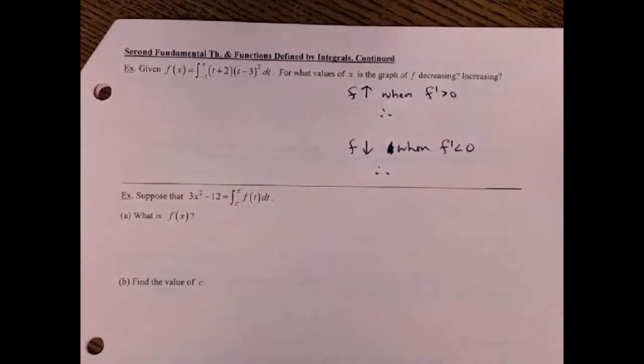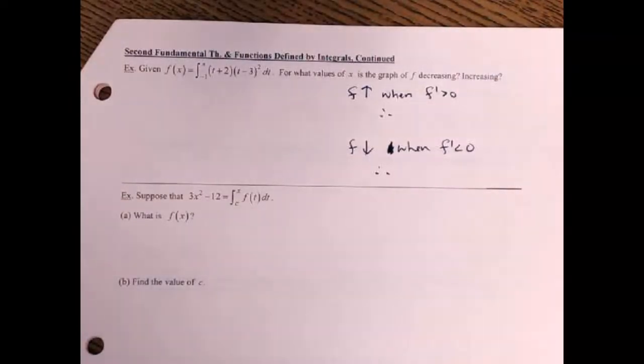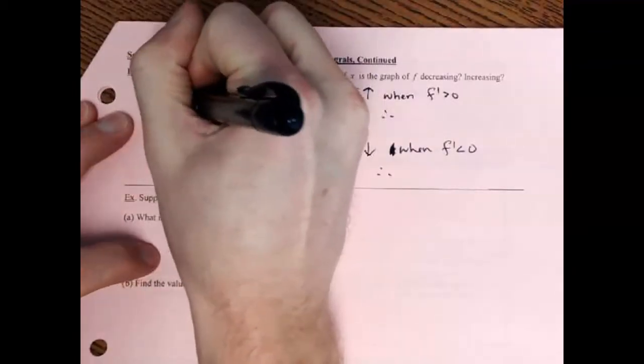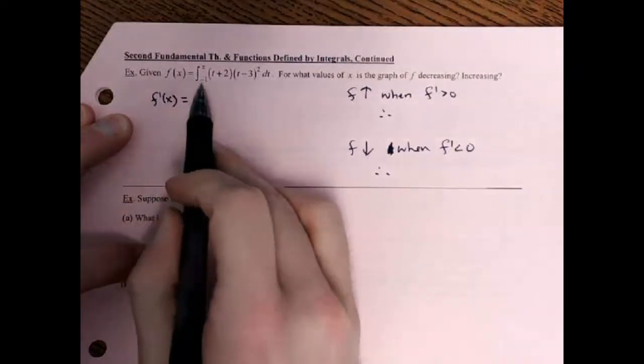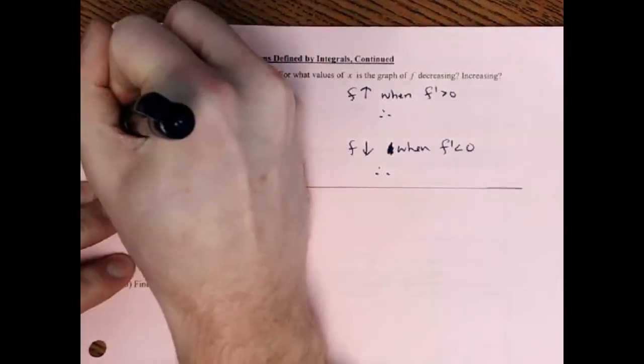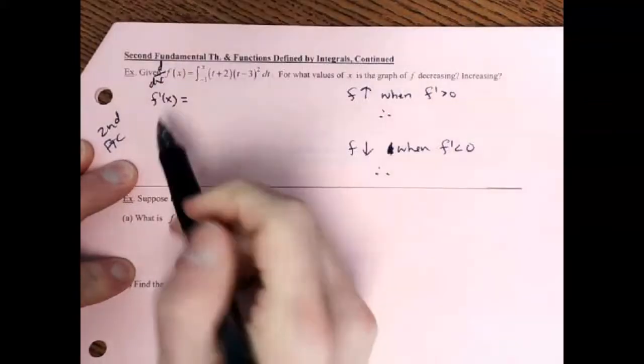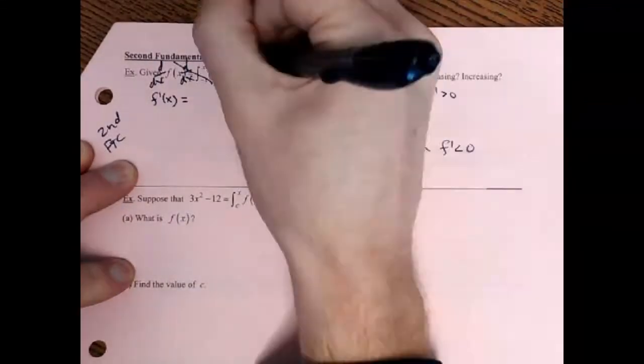I have f. I somehow need to get to f prime, so I'm going to take a derivative. Right? I need to know, is f prime positive or negative? So to get from f to f prime, I'm going to take a derivative. So here we go. Taking the derivative on the left gives me f prime. Taking the derivative on the right is your second fundamental theorem of calculus, second FTC. When you take the derivative on this left side, it just gives you f prime. When you take the derivative on the right side, it's going to cancel. You just change your t's to x's.